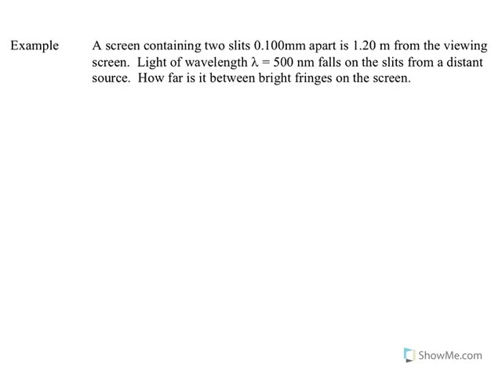Here's our example. A screen containing two slits, 0.1 millimetres apart, is 1.2 metres from the viewing screen. Light of wavelength lambda 500 nanometres falls on the slits from a distant source. How far is it between the bright fringes on the screen?